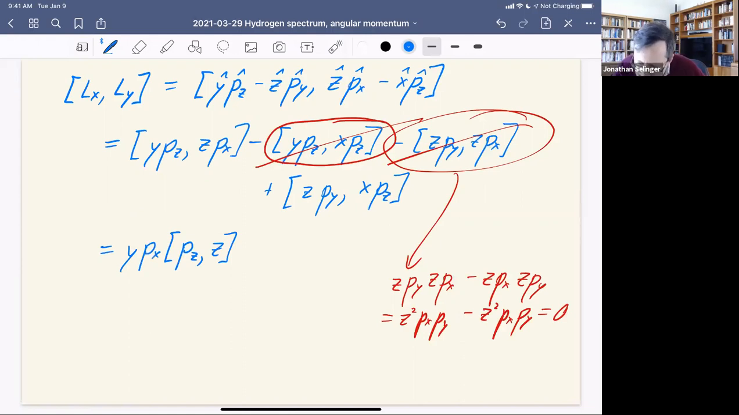Okay, what about the last term? Now we can factor out a PY because it commutes with everything. And we can factor out an X because it commutes with everything. But we still have the commutator of Z with PZ.